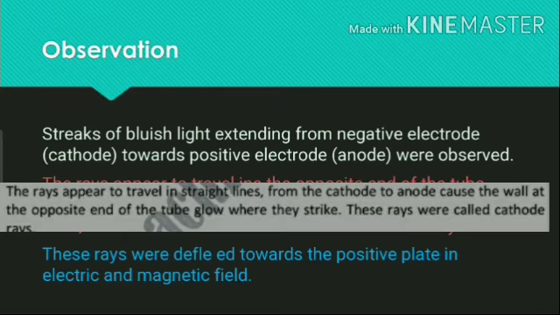Let's see the observations of this experiment. Number 1: streaks of bluish light extending from the negative electrode, the cathode, toward the positive electrode, the anode, were observed. Number 2: the rays appeared to travel in straight lines from the cathode to the anode, because the wall at the opposite end of the tube glowed where they struck. These rays were called cathode rays. Thirdly, he observed that these rays were deflected towards the positive plate in electric and magnetic fields.